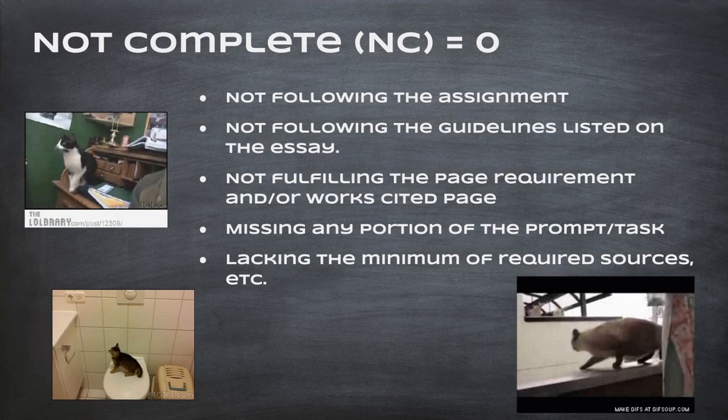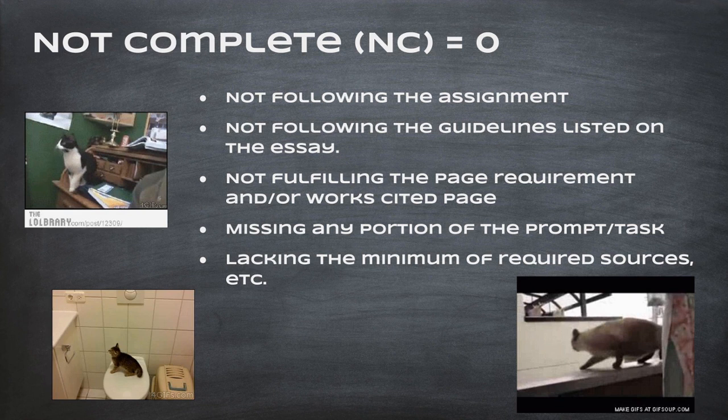The third possible score is a not complete, or an NC. You will receive a not complete on an essay or another assignment if you do not follow the guidelines listed on the prompt. This can be any guidelines, such as not fulfilling the page requirement, missing any portion of the essay requirement listed on the prompt, such as a works cited page, or lacking the minimum of required sources.